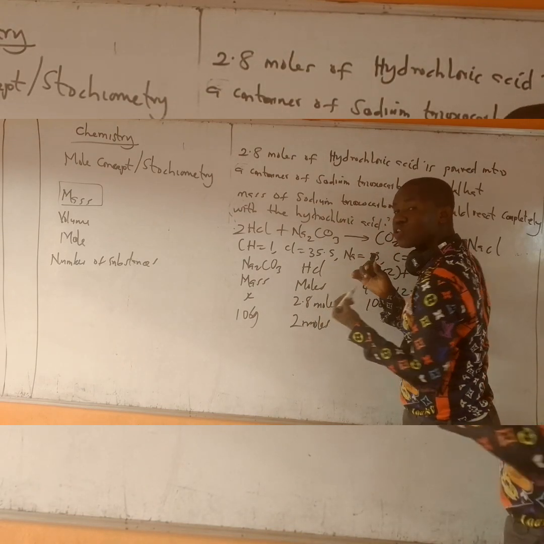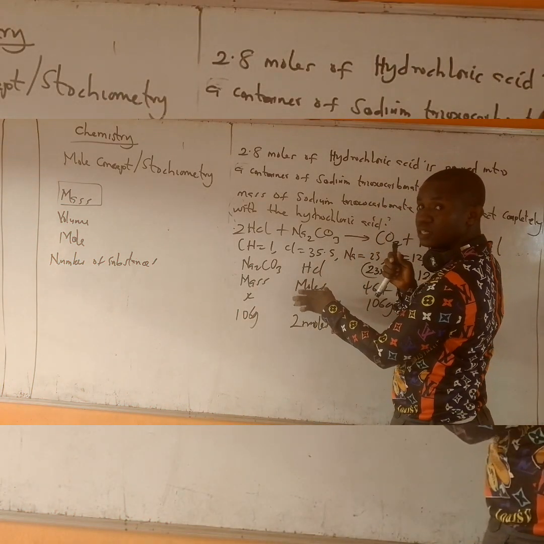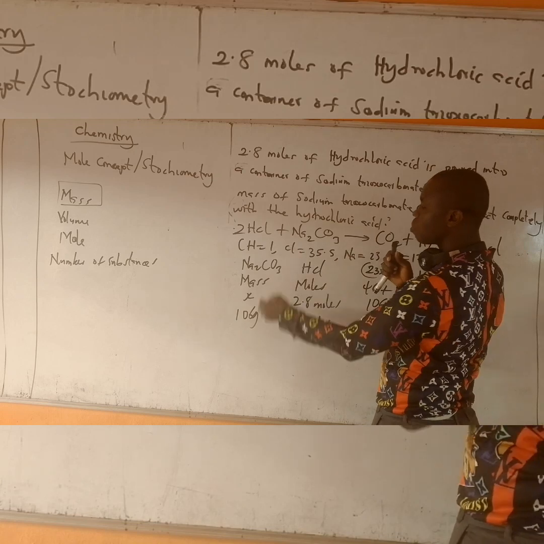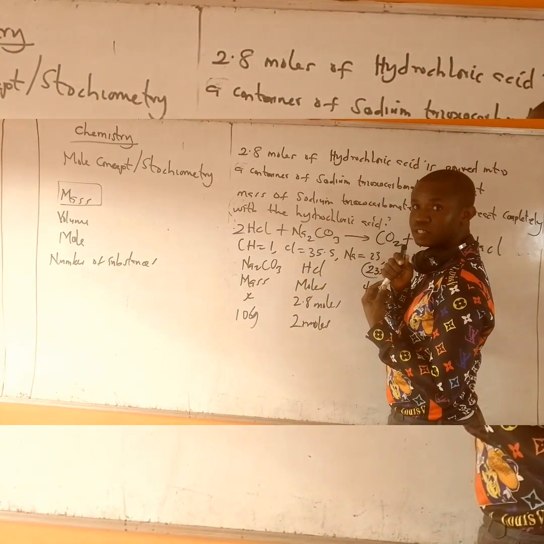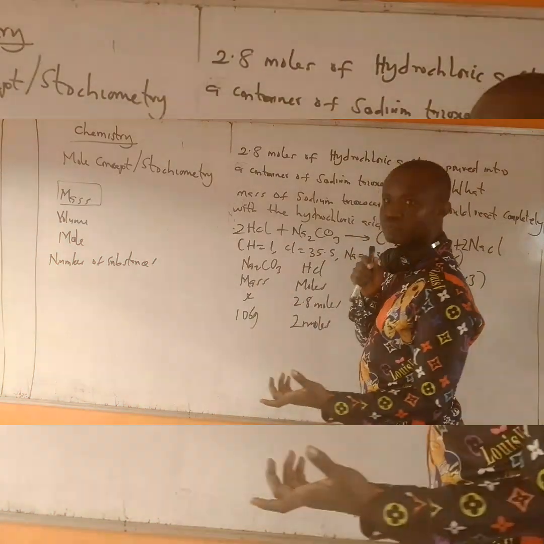These moles. Now, what does this mean? It's very simple. That means 2 moles of HCl is required to react completely with 106 grams of Na2CO3. Do you understand? Because we are relating moles to mass. Are you getting it?